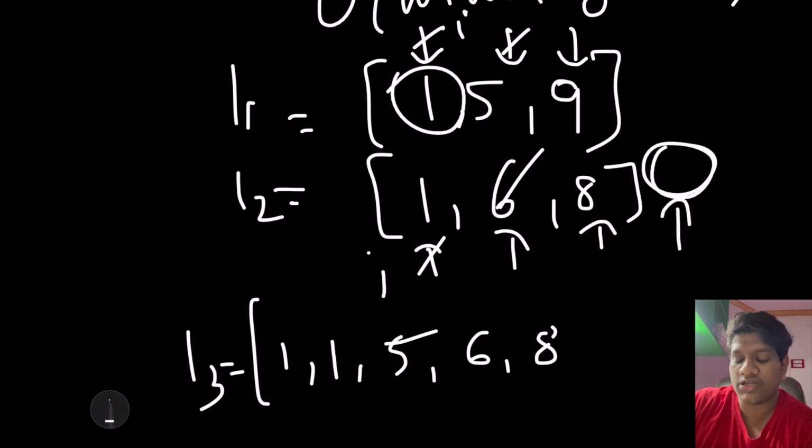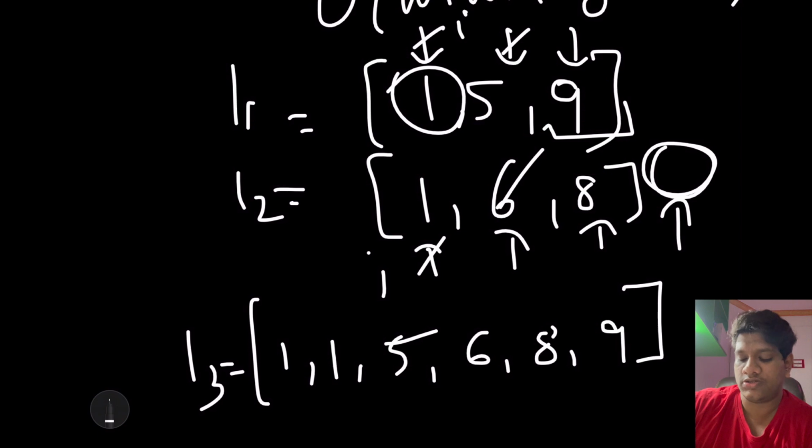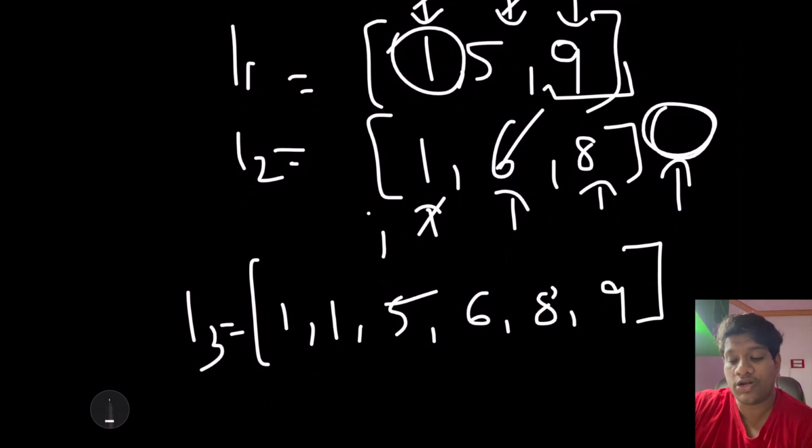Now you see here there is nothing, so we have reached the end of the second list. So we'll place all the remaining elements of the first list here, and we get our answer. This is how the two pointer approach works for merging two sorted lists. Now let us see how we can implement this in code.